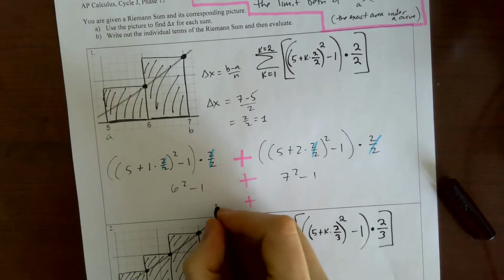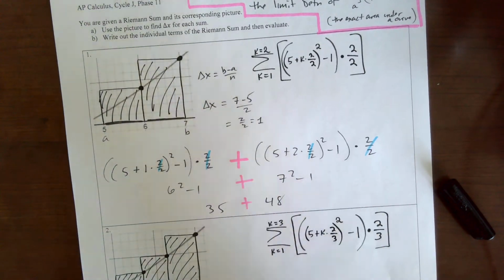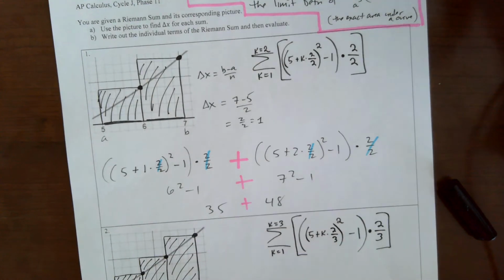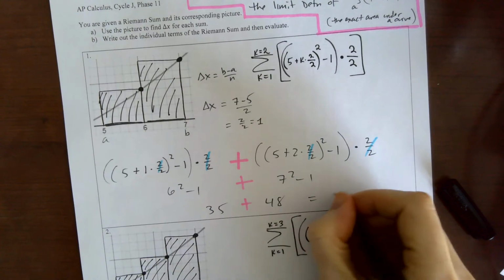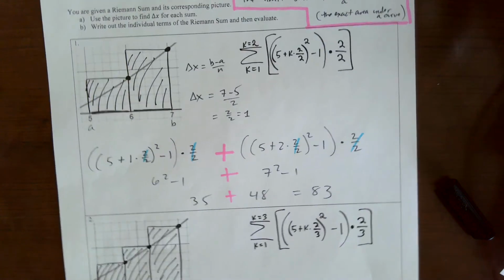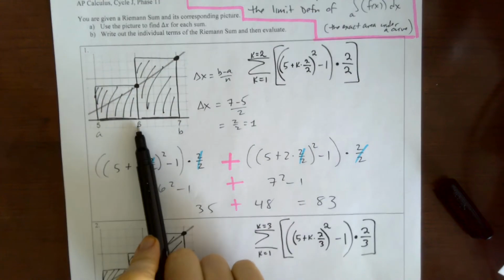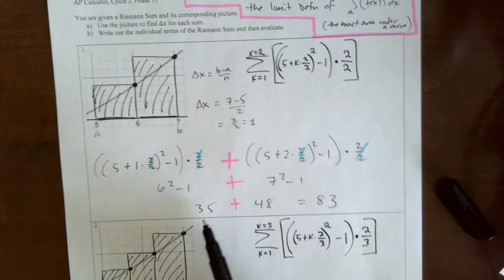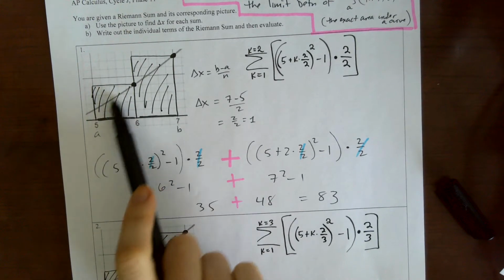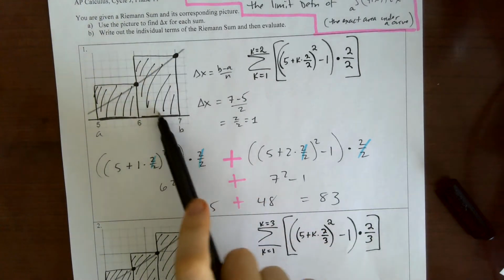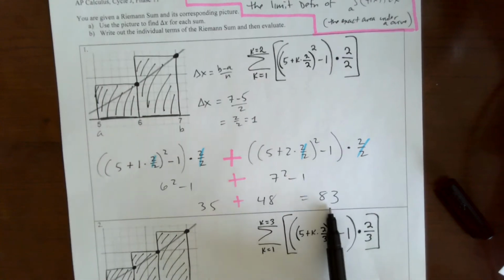So this ends up being 35 plus 48. And I did actually already work this out. So this is 83. We're going to connect this formula to this picture even stronger tomorrow. But basically 35 is the area of this first rectangle, 48 is the area of that second rectangle, and so the area of the two rectangles together is 83.